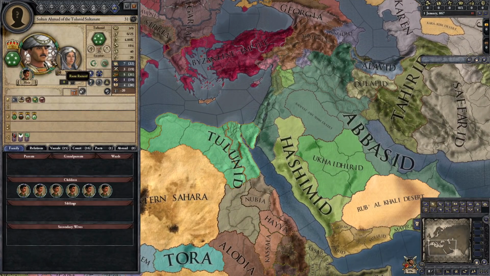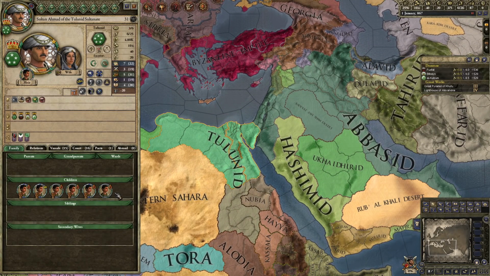If I go down to the Tulunids, and let's hope that they have a lot of children. Look at this. Muslim realms, historically speaking, were governed by the dynasty, and whenever the dynasty that was in charge fell, the entire dynasty would be blasted.